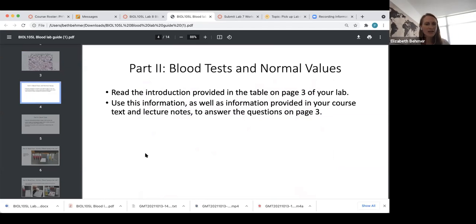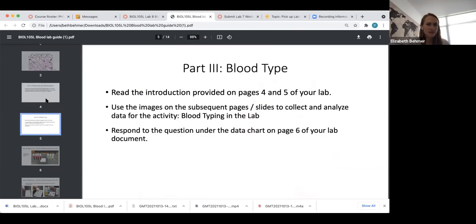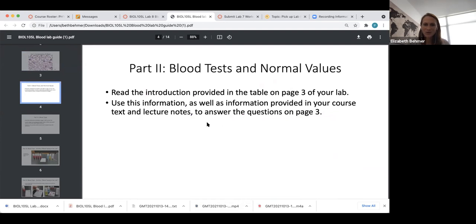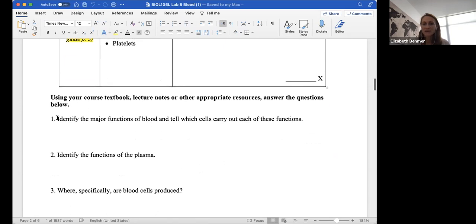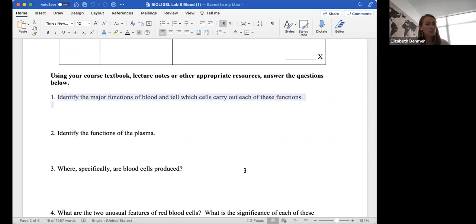Blood tests and normal values. Let's go through some of these, and then blood types. So let me take us back to the worksheet. So that was our first activity. Answer these questions. Identify the major functions of blood and which cells carry those out. You can use your textbook for that, or Google, whatever resources you want.